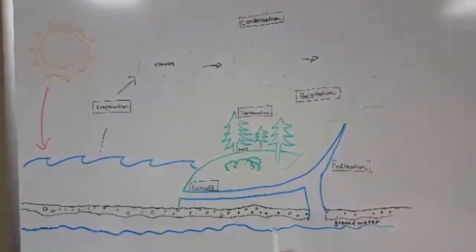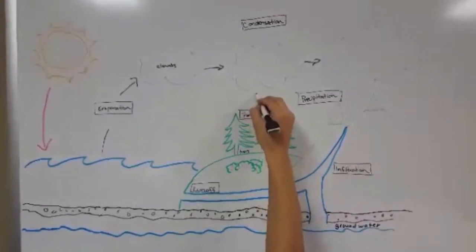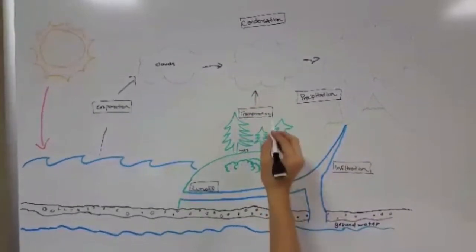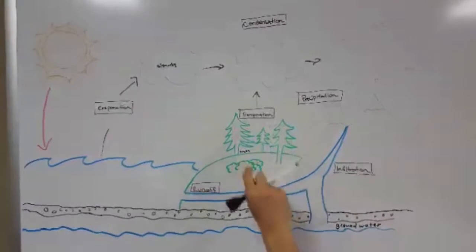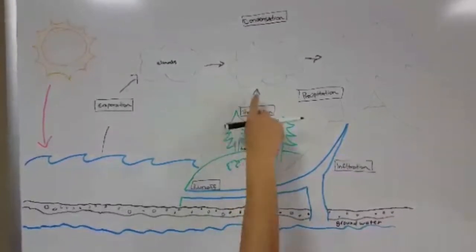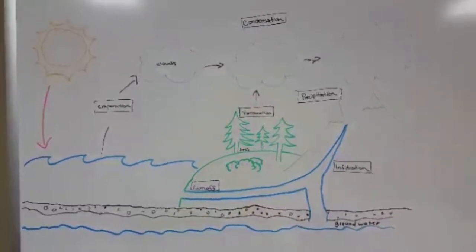Plants also lose water as well. A process called transpiration takes water from the plants, changes it to water vapor, and releases it to the atmosphere.